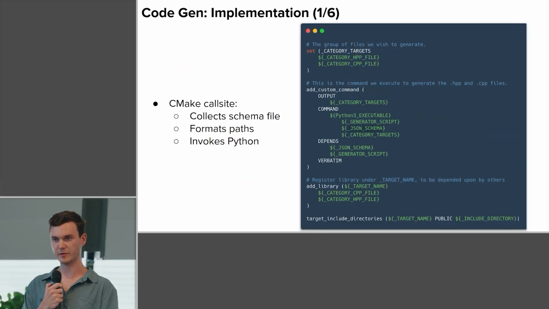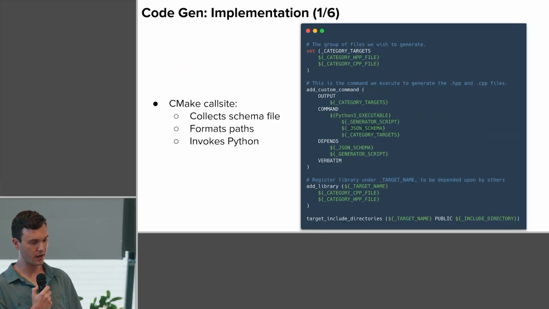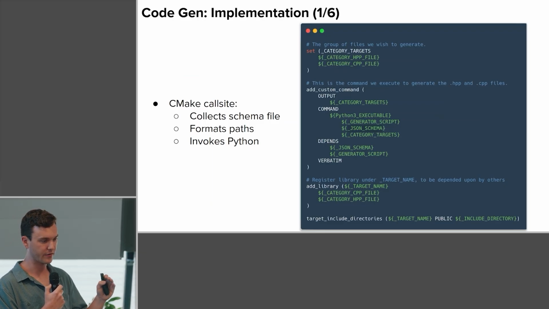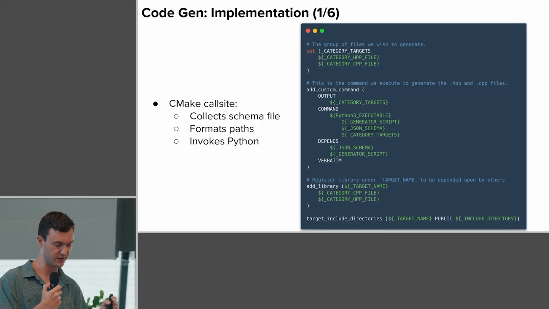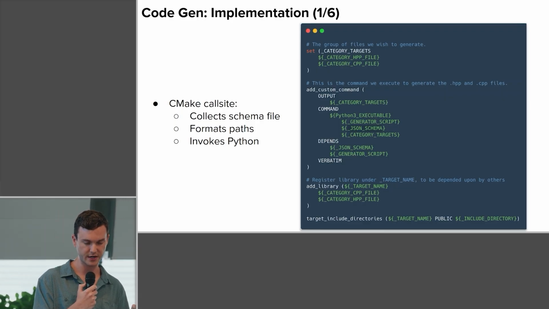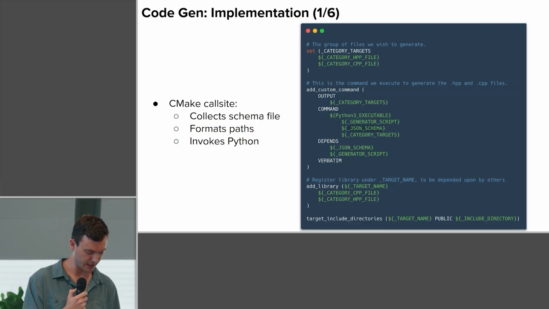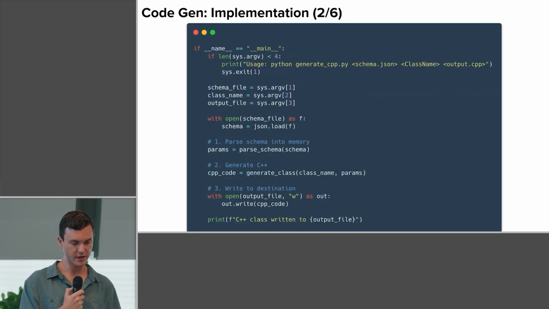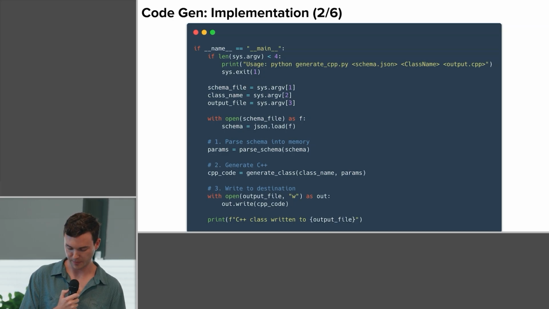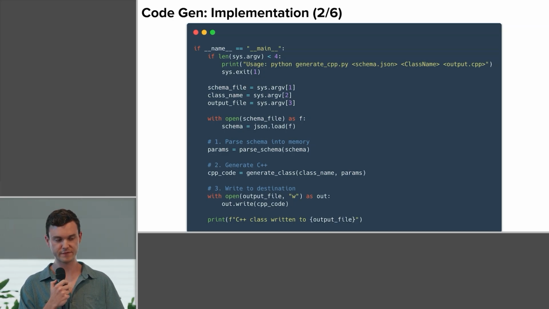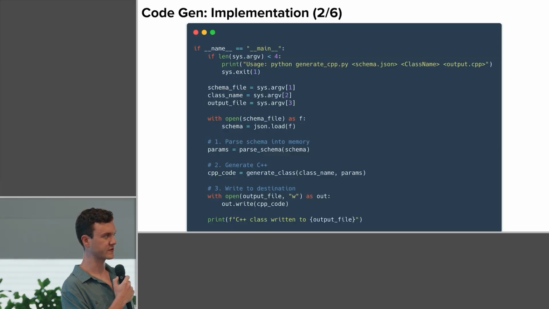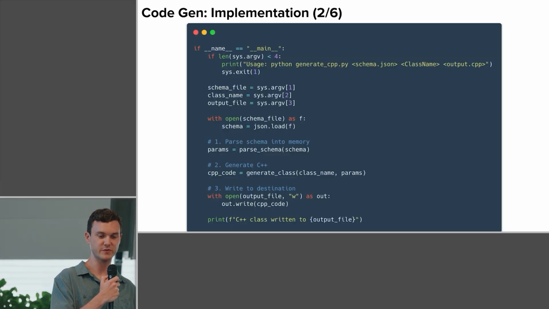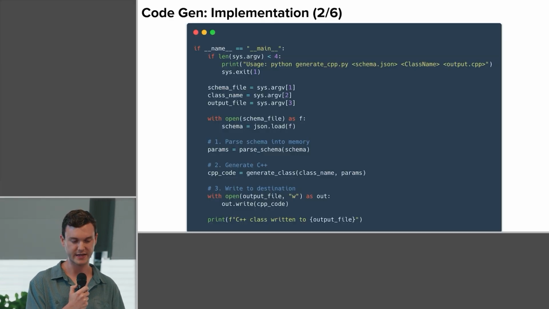So jumping into the implementation, here's the goal. At the CMake call site, I'm going to format all of my paths. I'm going to figure out what the names are of the specific C++ files that I need to generate. I'm going to invoke my Python script, and I'm going to create a library, but we'll get to that later. Here's the Python main. I'll give you a second to read it, but there's three main steps. I'm parsing the schema into memory by loading the JSON file. I'm generating a bunch of C++ code, and then I'm writing that to some output files that I can pass along to CMake at the end.